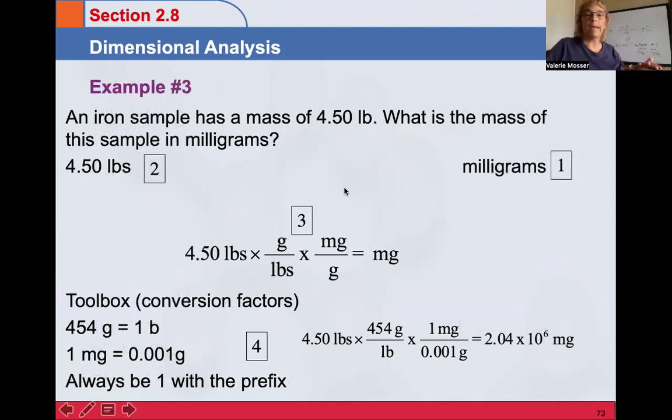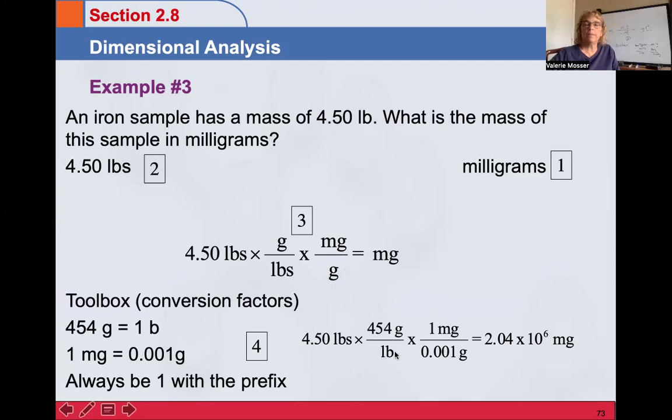Finally, I thought I would do a more chemistry type example instead of a medicine one. An iron sample has a mass of 4.5 pounds. What is the mass of this sample in milligrams? So again, what is the mass? That's what we're looking for, the mass in milligrams. We're starting with the mass in pounds. If you look at your table of conversions, we can't go from pounds to milligrams, but we can go from pounds to grams. So on your conversion table, you have the pounds to grams. And then once we go to grams, we can go from grams to milligrams. There are 454 grams in a pound, and there's 0.001 grams in a milligram.